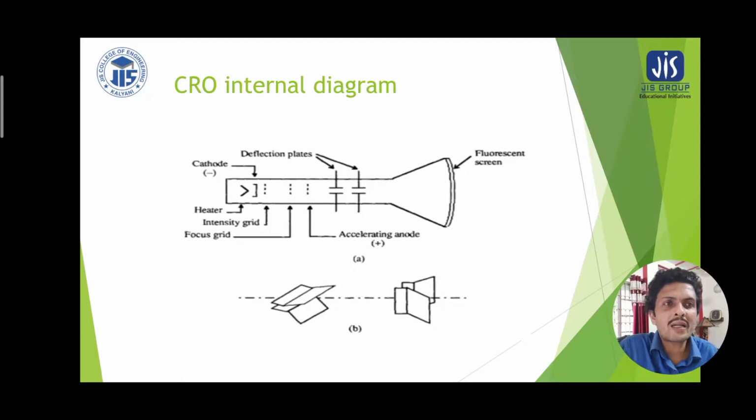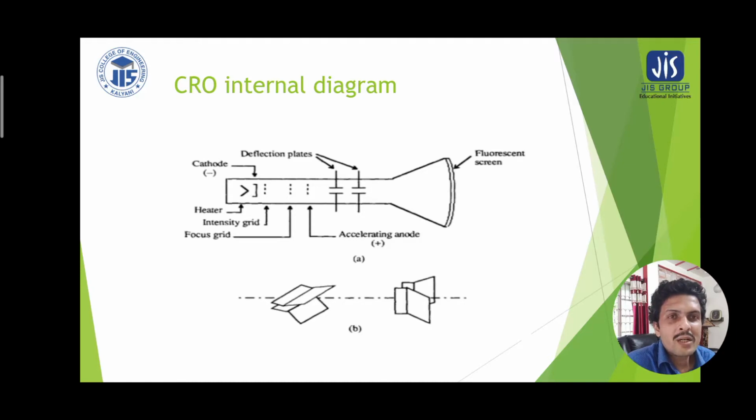And this is the internal diagram of the cathode ray oscilloscope. Here it is clearly visible that there is a heater on the left hand side of the cathode ray oscilloscope. This heater heats the cathode, and the cathode emits the electron beam. The electron beam first passes through the intensity grid, which controls the amount of electrons passing through. If it passes more electrons, the intensity will be more. If it passes fewer electrons, then the intensity will be less.